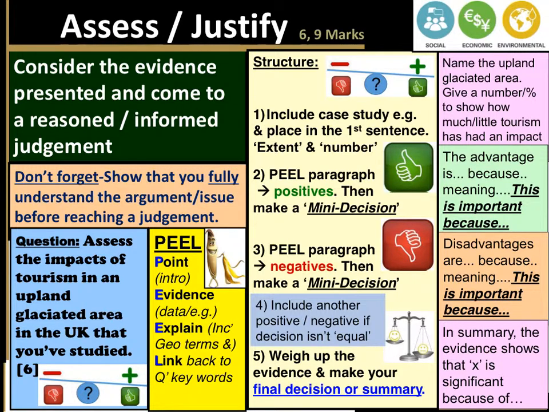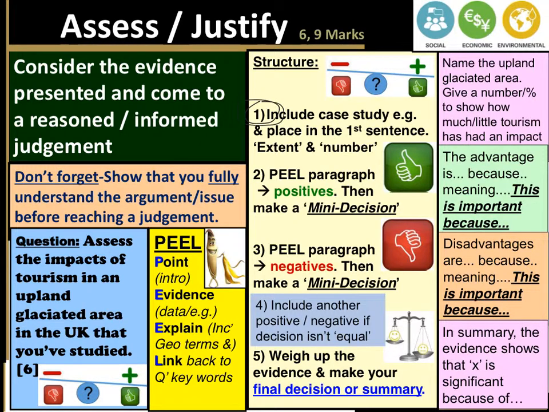The structure in the middle: we've got the positives, we've got the negatives. Your first sentence is going to include the case study, and you might want to refer to a number or a percentage. So that's assessing the impacts. Again, look at the top right, and it's the social, economic and environmental impacts you might want to refer to. So in your first sentence, give it a number. So you can say the word extent, 70% or 7 out of 10. That helps to structure your answers.